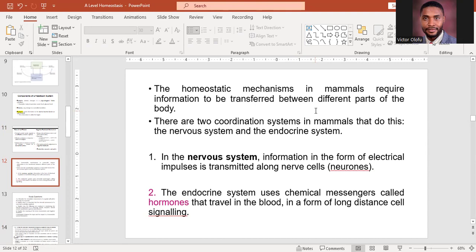The homeostatic mechanism in mammals requires information to be transferred between different parts of the body. Now, there are two coordination systems in mammals that do this: the nervous system and the endocrine system. In the nervous system, information in the form of electrical impulses is transmitted along the nerve cell, that's a neuron. And the endocrine system uses chemical messages called hormones that travel in the blood in the form of long-distance cell signaling.